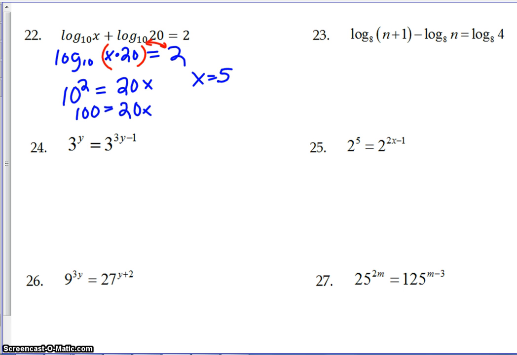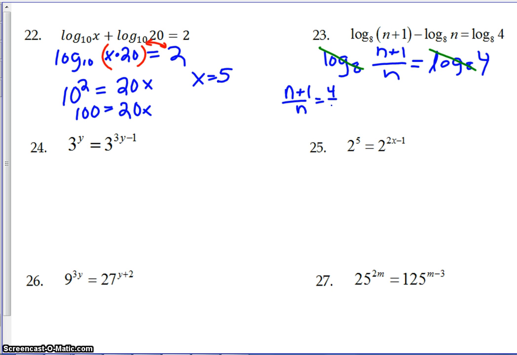In this case, we have two values and they're being subtracted, so I'm going to change it to log base 8 of n plus 1 over n, and that equals log base 8 of 4. Now I can get rid of my log base 8s, and what I have here is n plus 1 over n equals 4 over 1. 4 is really 4 over 1. I could do cross multiplication, which means 4n must equal n plus 1.